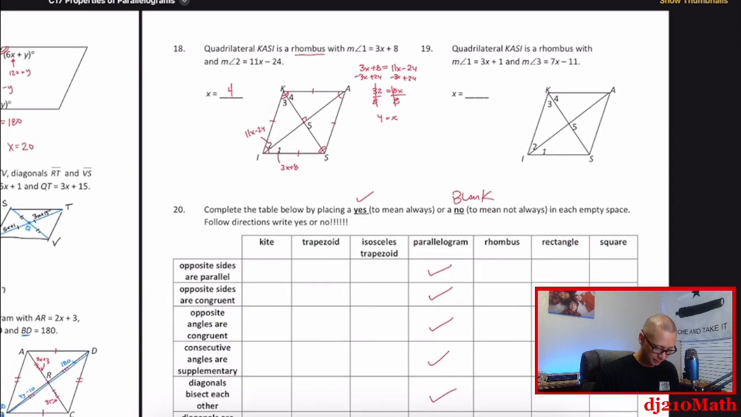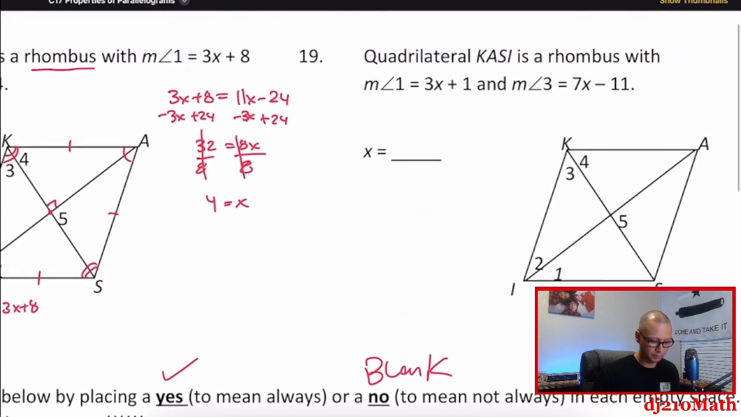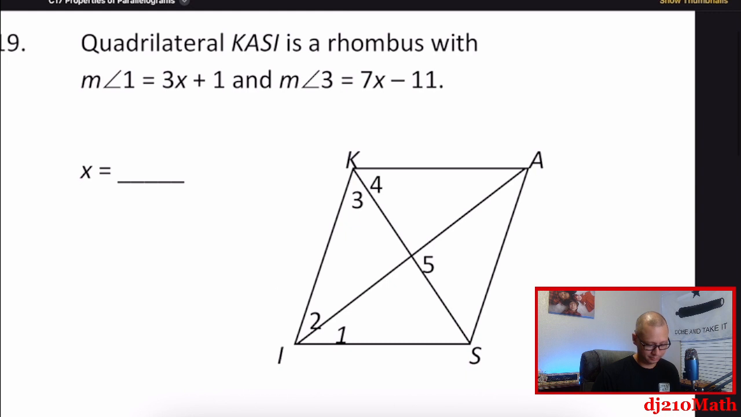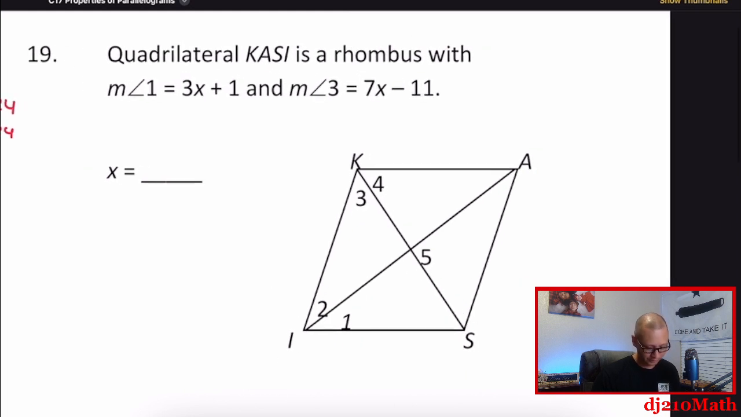Oh man, we have the last one? Yes, because I'm not going to do the chart. Now the chart, I'll leave it up, but I'm not going to do it.